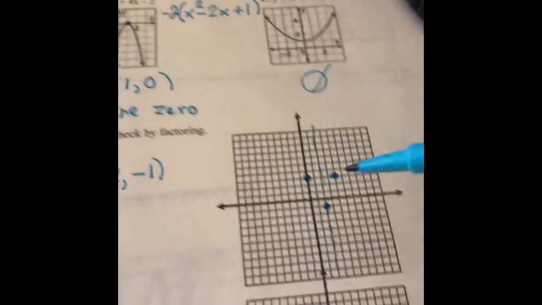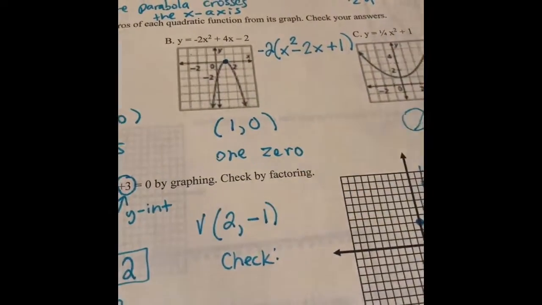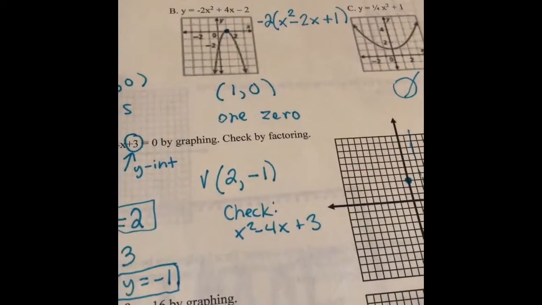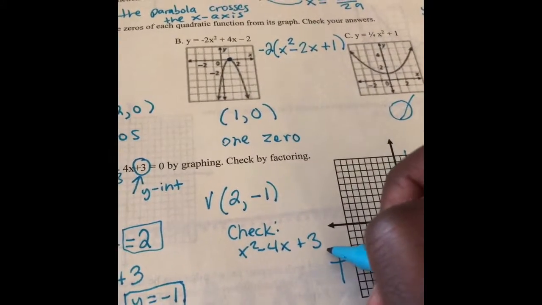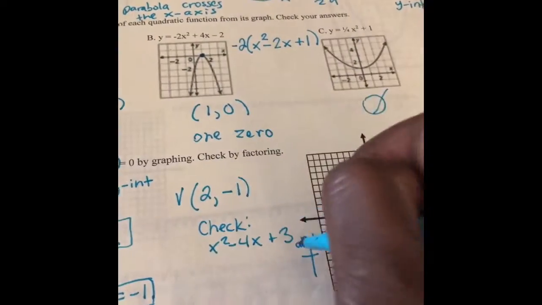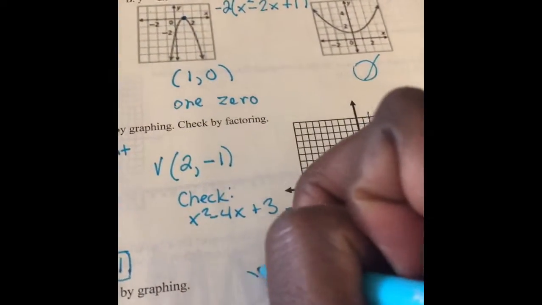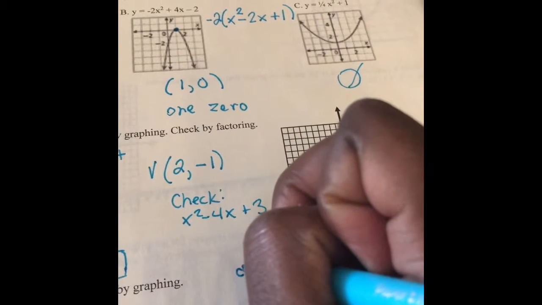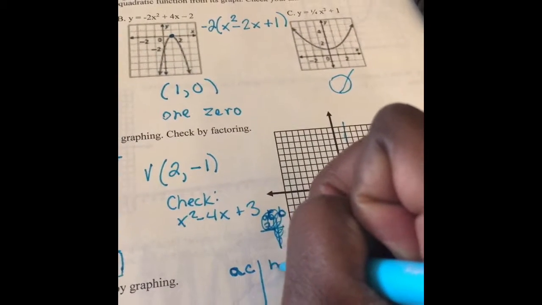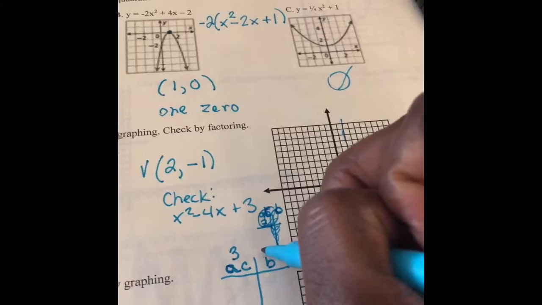It also says to check, and I'm going to connect it in a second after I check it. Check by factoring. So let's go ahead and check it. We have our quadratic equation, x squared minus 4x plus 3. If you were to use your chart, remember our chart is A times C equals B. And our A times C is just basically 3. Which factors of 3 will get us to our B value?